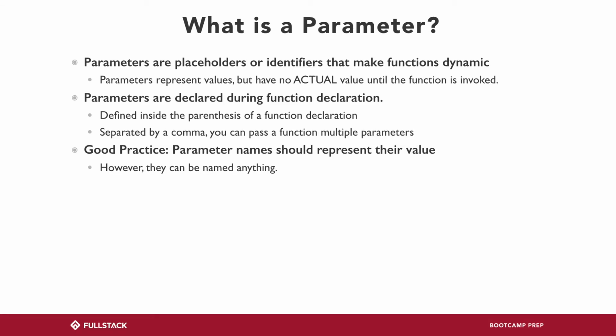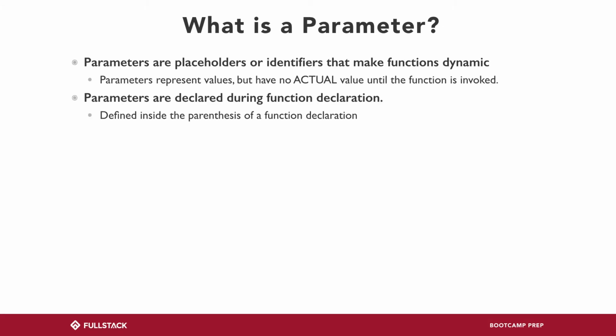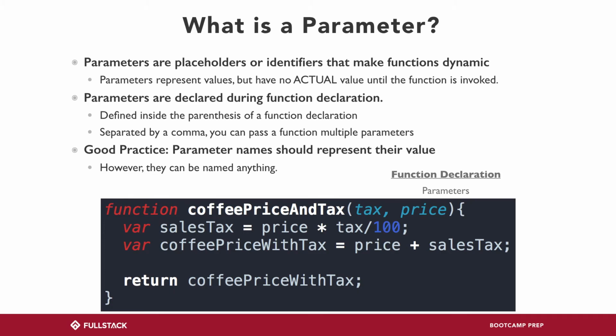Okay, so, parameters. Parameters are these things in here, right? And the reason why parameters are really important is parameters are basically placeholders for future values, right? When we define a function, we say, hey, I should be expecting, in this case, a tax and a price. We can write tax and price as if they were real values, right? Because the understanding is that when we do actually invoke this function later on, there will be things that have those values. But for now, they're just placeholders.